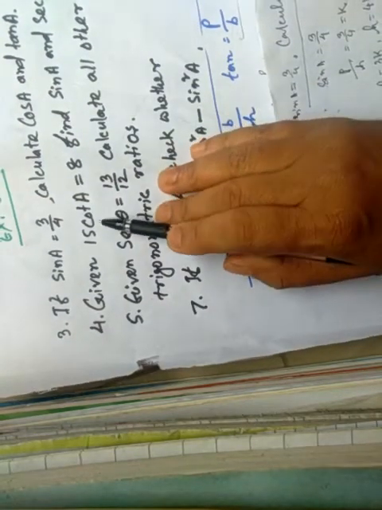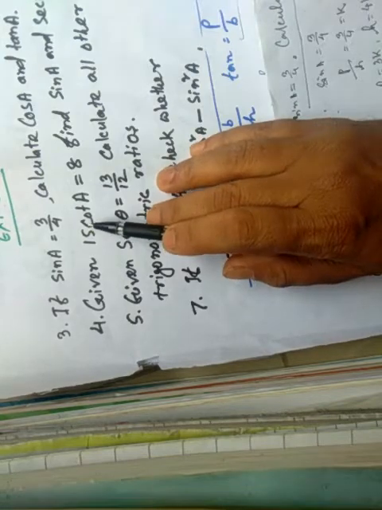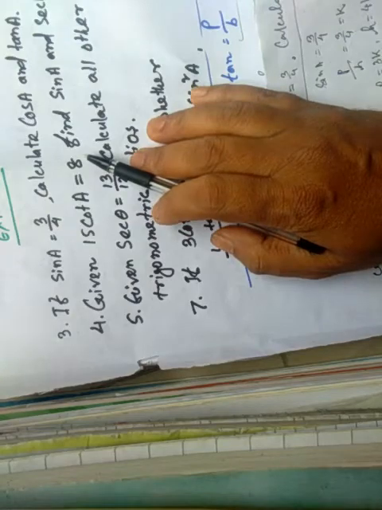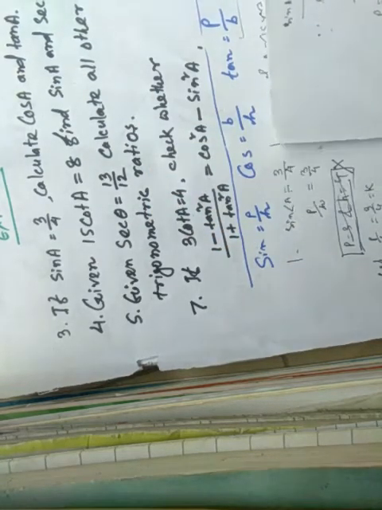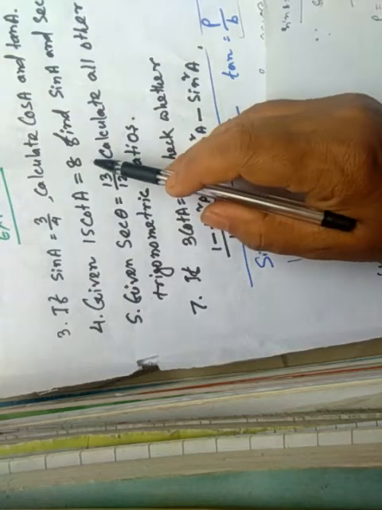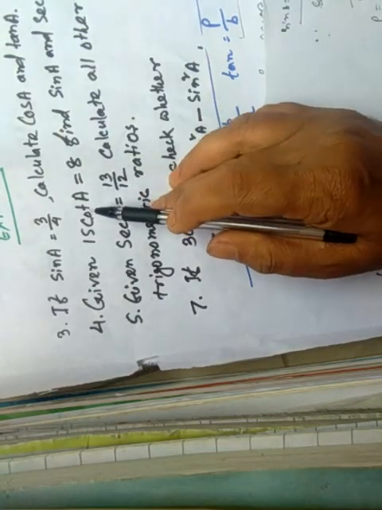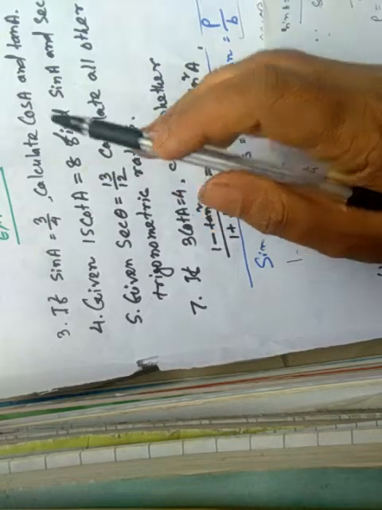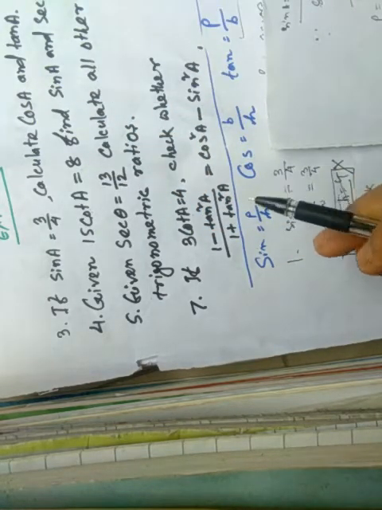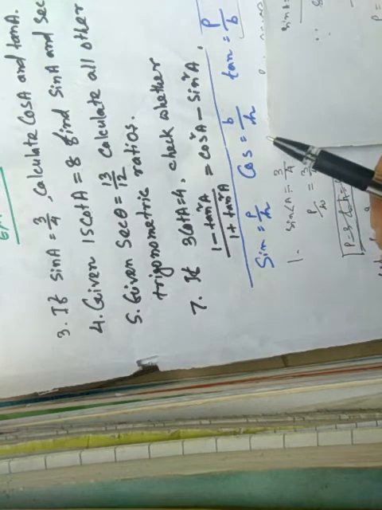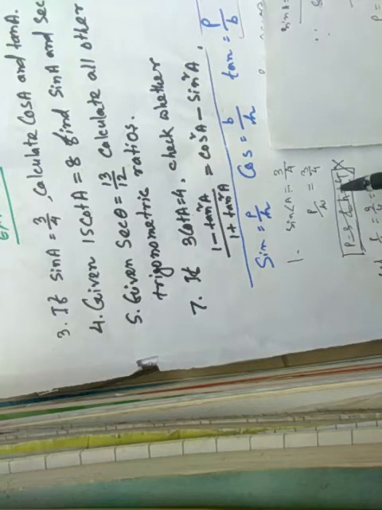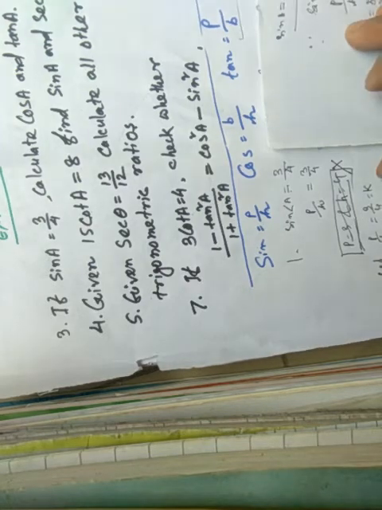Now in question number 4, 15 cot A equals 8, find sin A and sec A. From this we can write cot A equals 8 by 15. Since cot is the ratio b by p, we can solve it as question number 3.